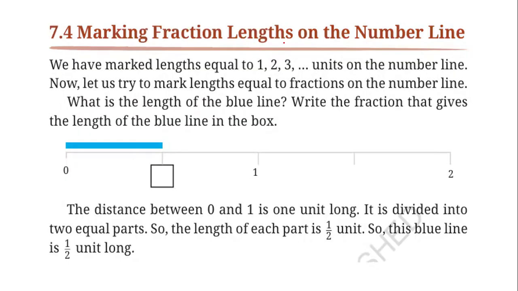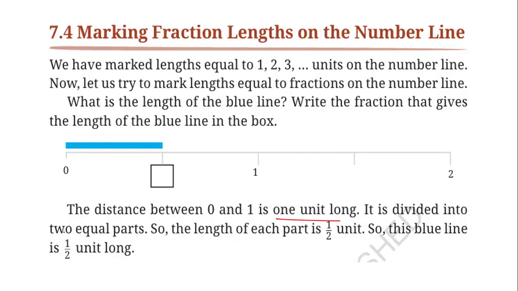Marking fractional length on the number line. This is the number line, you already know. 0 to 1. Here, two equal parts. That means this is one part, this is one part, this is half. The distance between 0 and 1 is 1 unit long.